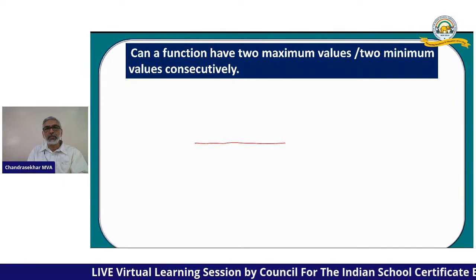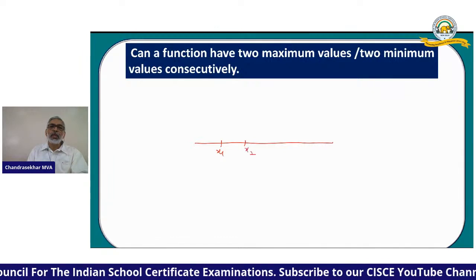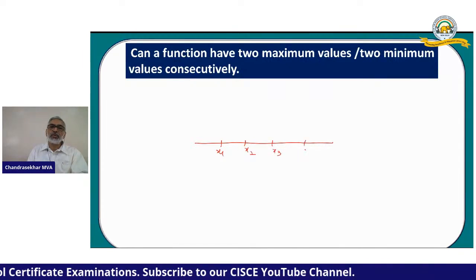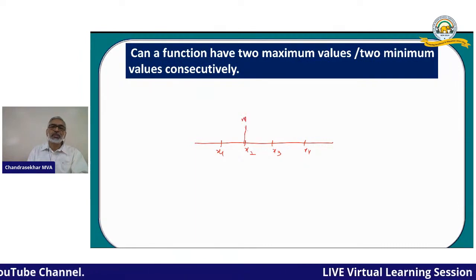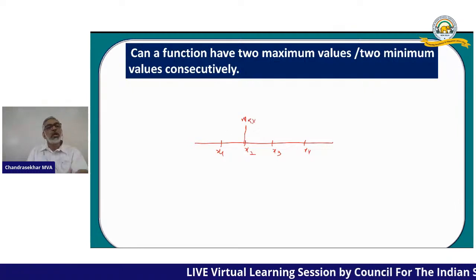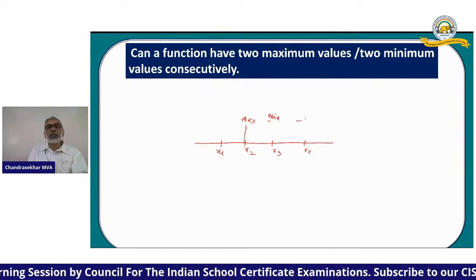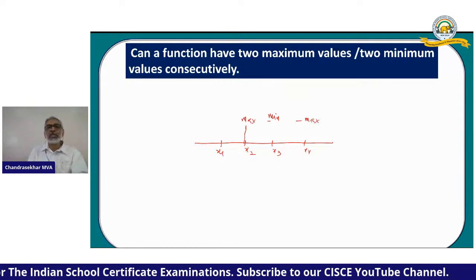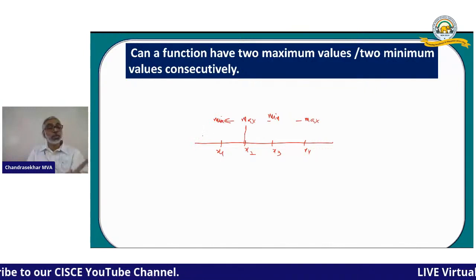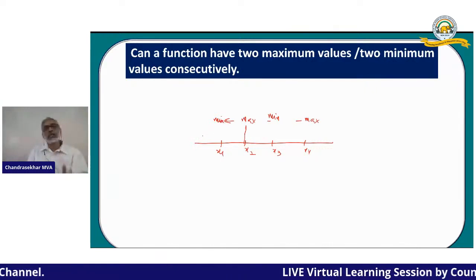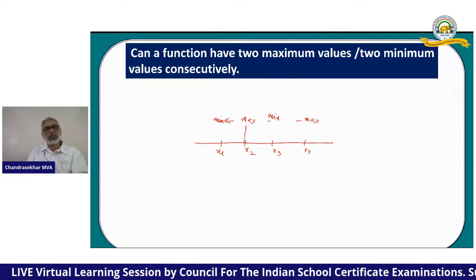If you take the number line, say these are the values x1, x2, x3, x4. Suppose you identify that at x2 it is a maximum value. Immediately you can identify its next value is a minimum, and its next value is a maximum. Similarly, in the preceding, the value is minimum, and so on. So the maximum and minimum values always occur alternately. They never occur consecutively. Is it clear? We'll go to the next question.